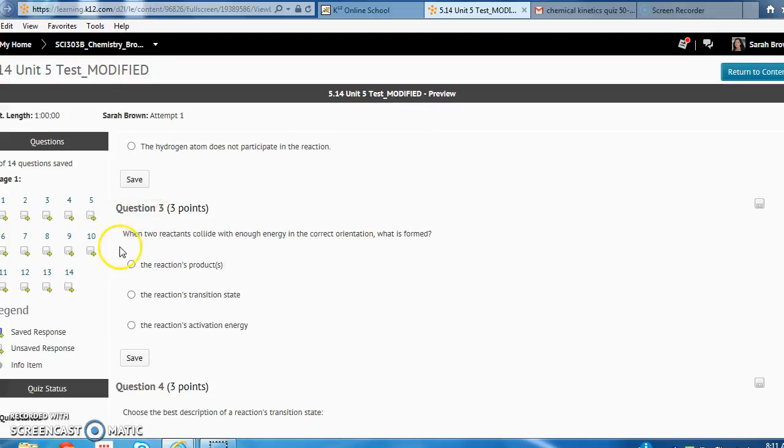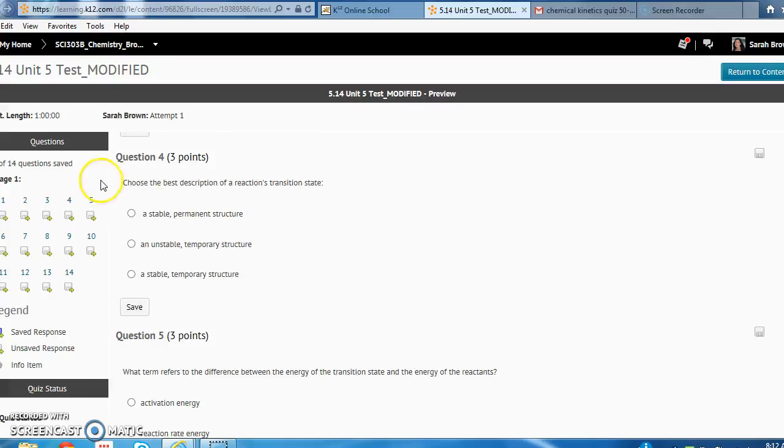Question 3. When two reactants collide with enough energy in the correct orientation, what is formed? A, the reaction's products, B, the reaction's transition state, or C, the reaction's activation energy. Question 4. Choose the best description of a reaction's transition state. A stable, permanent structure, an unstable, temporary structure, or a stable, temporary structure.